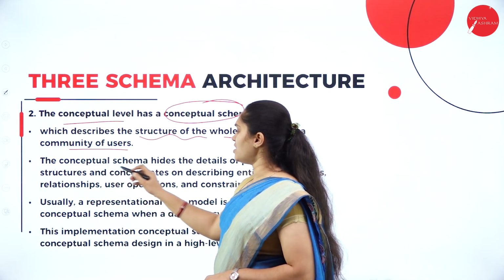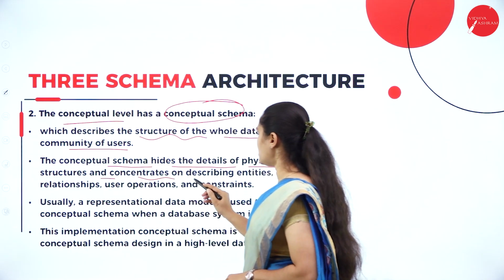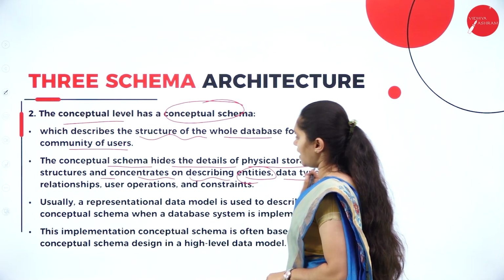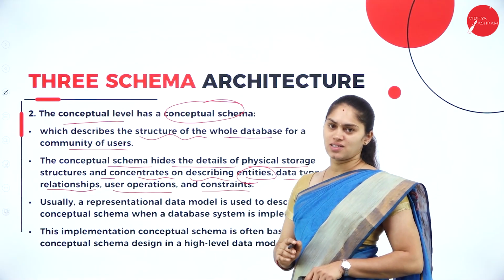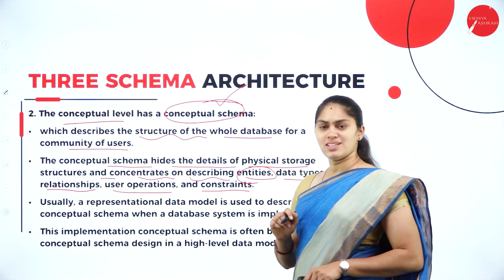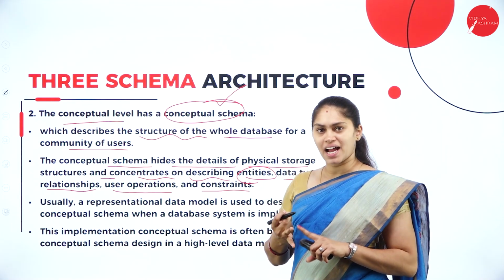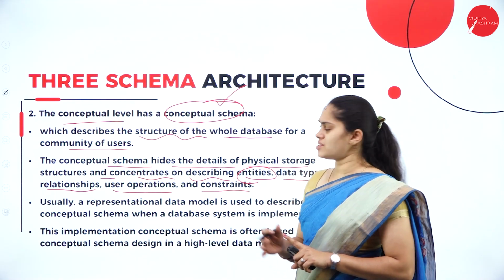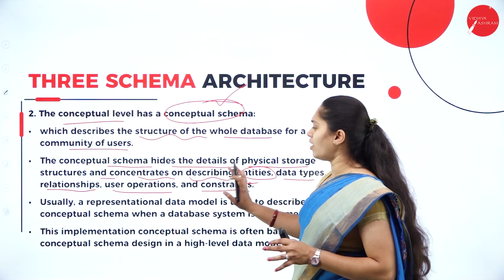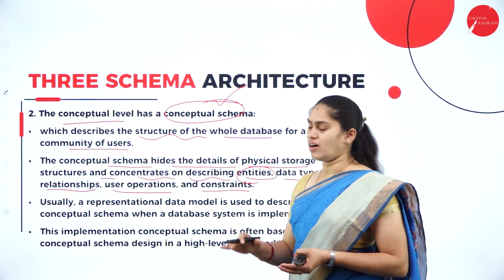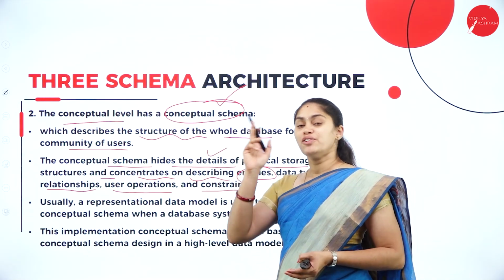So this conceptual schema hides the details of physical storage structure and concentrates on describing the entities, data types, relationships, and user operations along with constraints. Already you know about the conceptual schema. So in that level, it has entity, attribute, relationship, and also it shows some operations and a set of constraints. By concentrating on all these, this will hide the details of physical storage structure from the user.